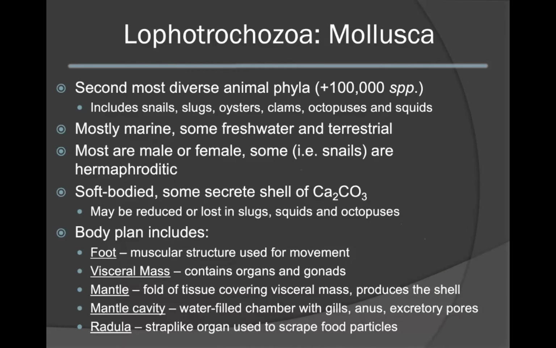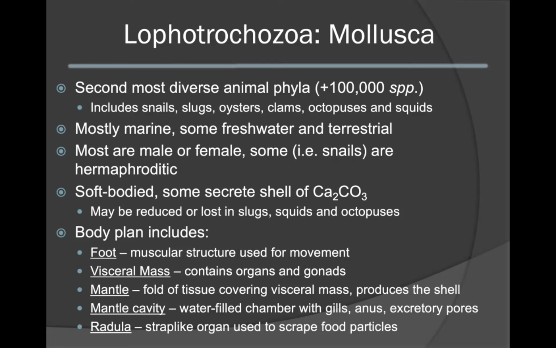Another major group of Lophotrochozoans are the mollusks. This is considered to be the second most diverse animal phylum, containing over 100,000 different species. This includes the snails, slugs, oysters, clams, octopuses, as well as squids. Many of these species are marine, freshwater, as well as terrestrial. Most are male and female, however some species, such as snails, are hermaphroditic. Many of these organisms are soft-bodied, but some can secrete a shell of calcium carbonate.